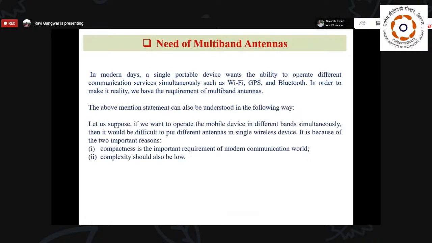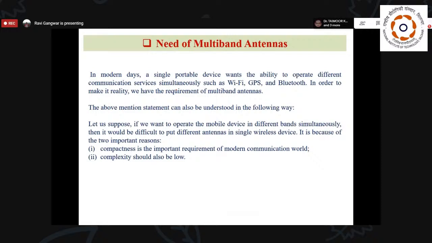So the statement which I have given above can be interpreted in a different manner. For example, suppose we want to operate the mobile device in different bands simultaneously, then it would be difficult to put different antennas in a single wireless device. It is because of two important reasons. Compactness is the prime requirement of the modern communication system, and complexity should also be low.